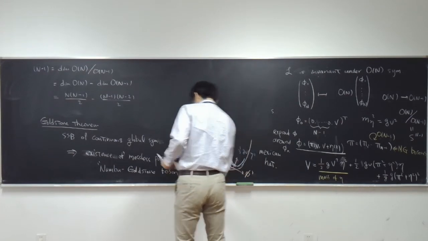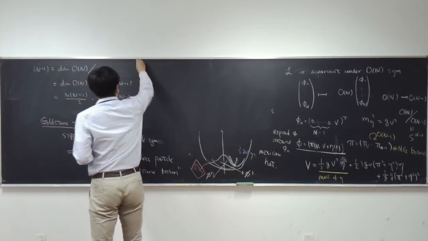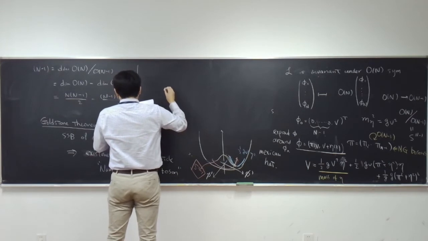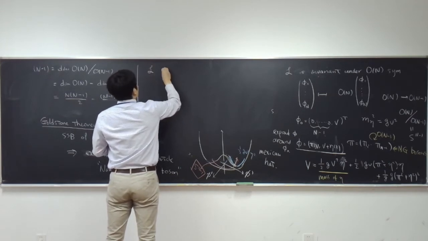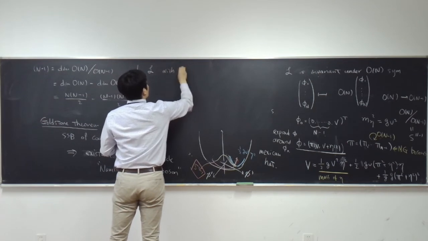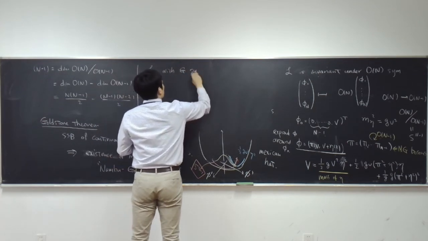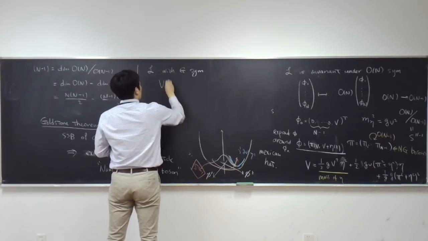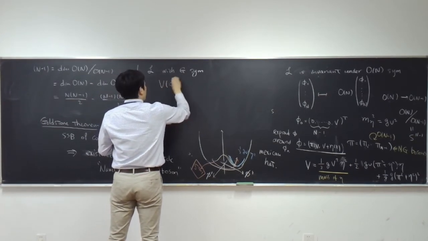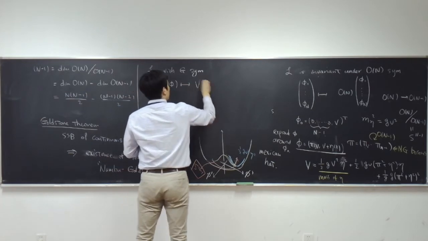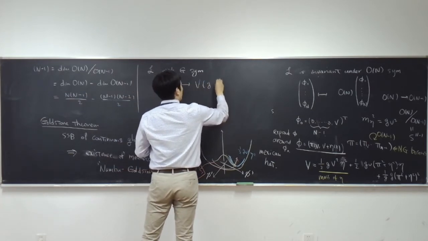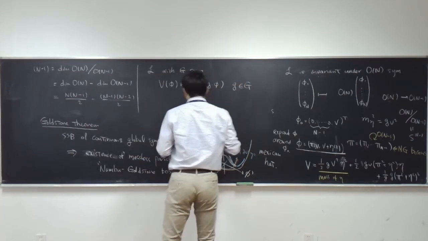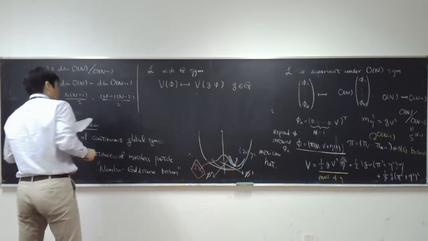So consider a Lagrangian with G symmetry, which means that if you have a potential V of phi, it maps to V of g phi, where g is an element of the Lie group G, any g.